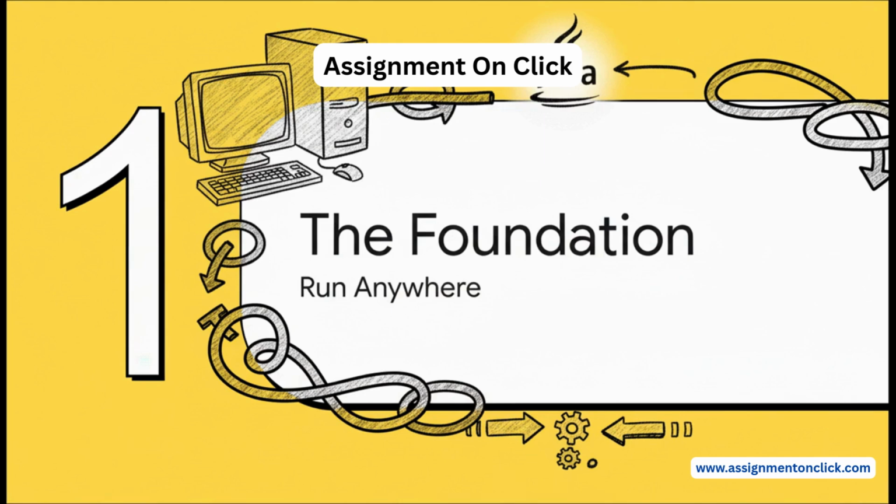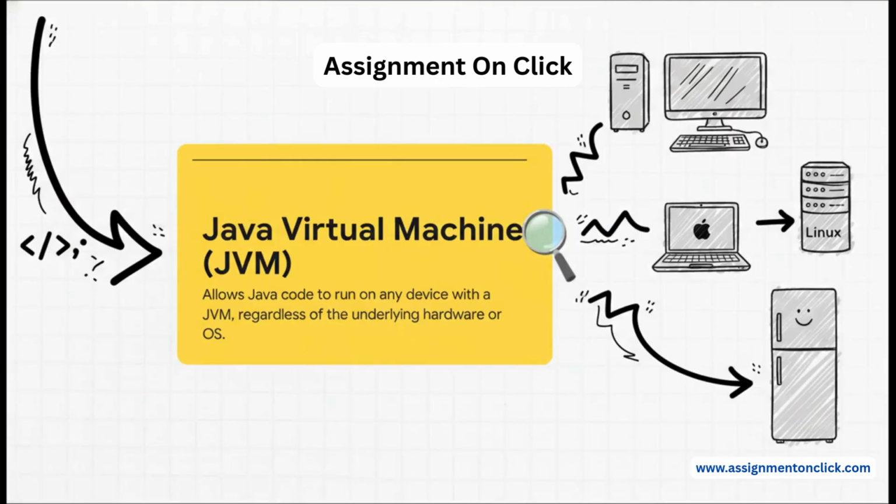But Java was created with an absolutely brilliant solution to this. At the heart of Java's solution is the Java Virtual Machine, or JVM. The best way to think of it is as a universal translator. Developers write their code just once, and then the JVM steps in as this middleman, translating that code for whatever device it happens to be on. A Mac, a PC, a Linux server, even your smart fridge.